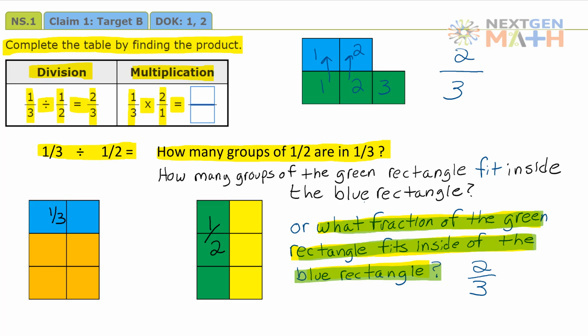So let's go ahead and go back to our original problem. 1/3 times 2/1 is equal to 2/3. And we've shown that using a model, but we also know we could solve it this way. 1 times 2 over 3 times 1 is equal to 2/3. So all we need to do is multiply the numerators and multiply the denominators, and we get the answer.